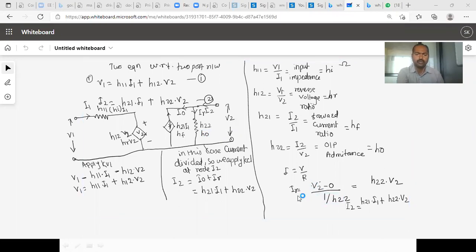So in the earlier equation, I0 is nothing but H21 I1. IR we have calculated here. So H21 I1 plus H22 V2. This is the same as this equation. That's why whatever we have drawn here should be right. Okay.